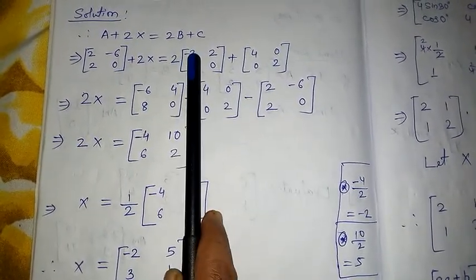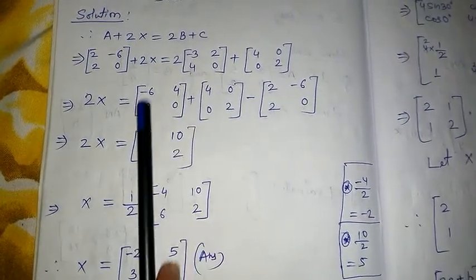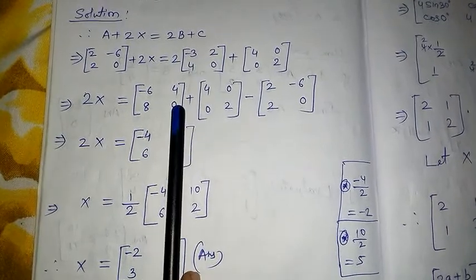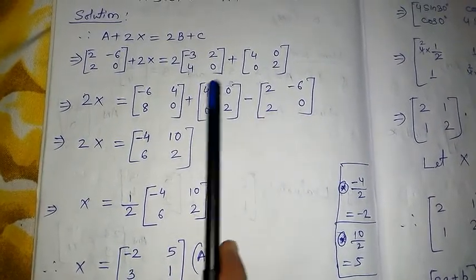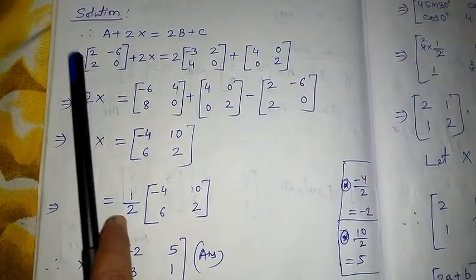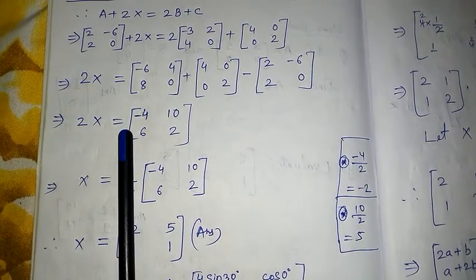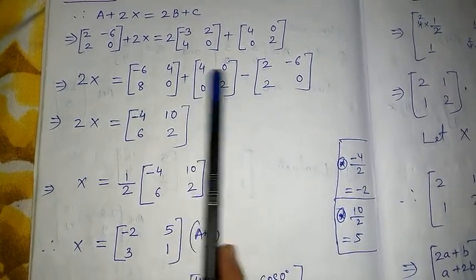And here 2 times -3 is -6, 2 times 2 is 4, 2 times 4 is 8, 2 times 0 is 0, that we wrote here. That means 2 got multiplied inside. And this [4, 0; 0, 2], the same we wrote here. This plus is here, and this minus came from the left side, so positive became negative. Now 2X equal to, now it's time to add as well as subtract.